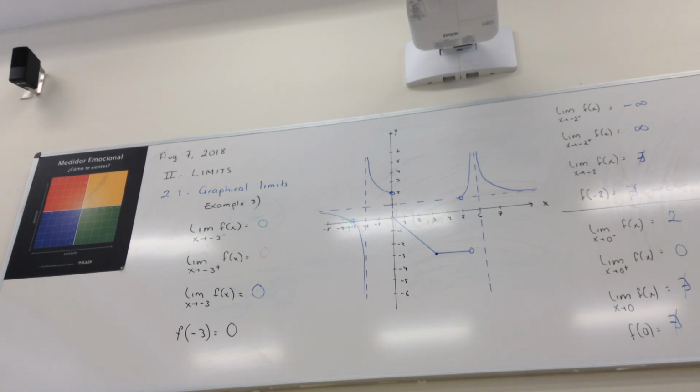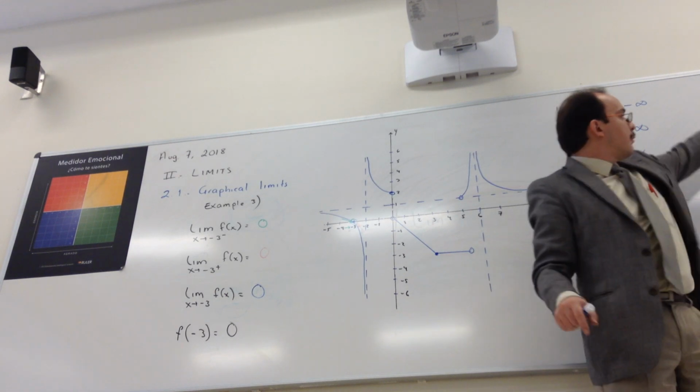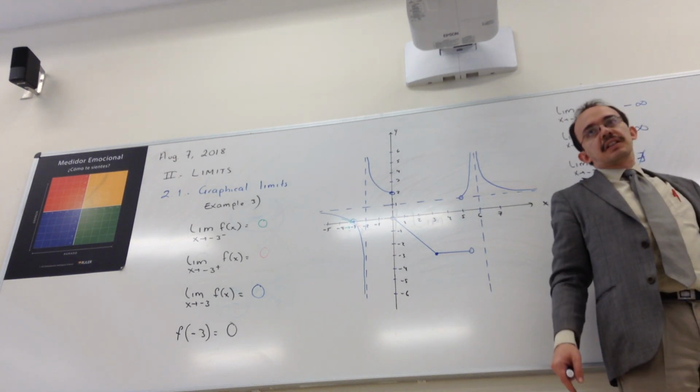If you have limit f of x, like x to 3, is it going to be always the same as this? No, they're independent. For example, if you have instead of a full dot, an empty dot, a hole, those three will be the same, but this will be doesn't exist.